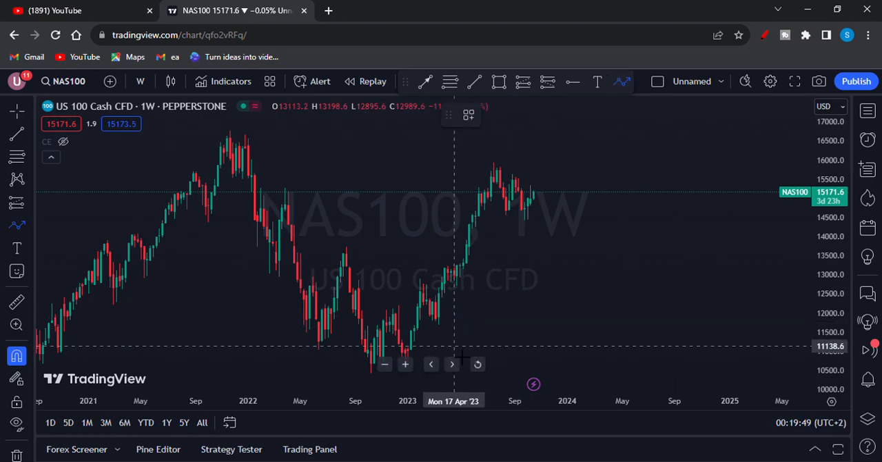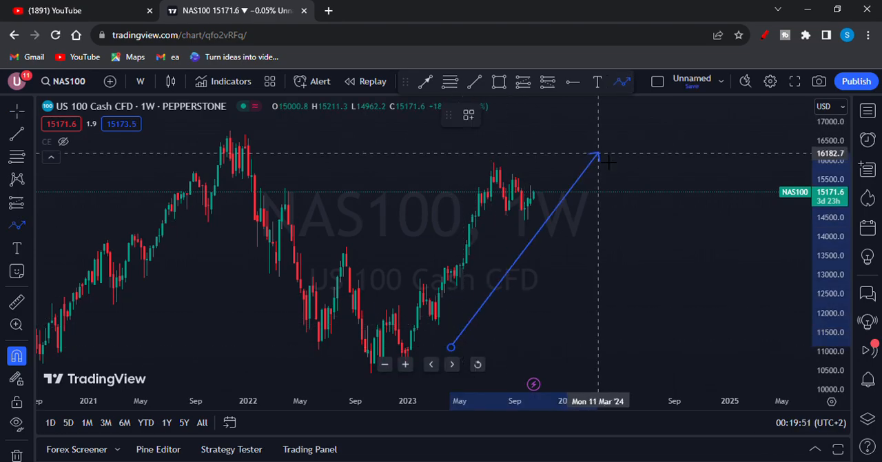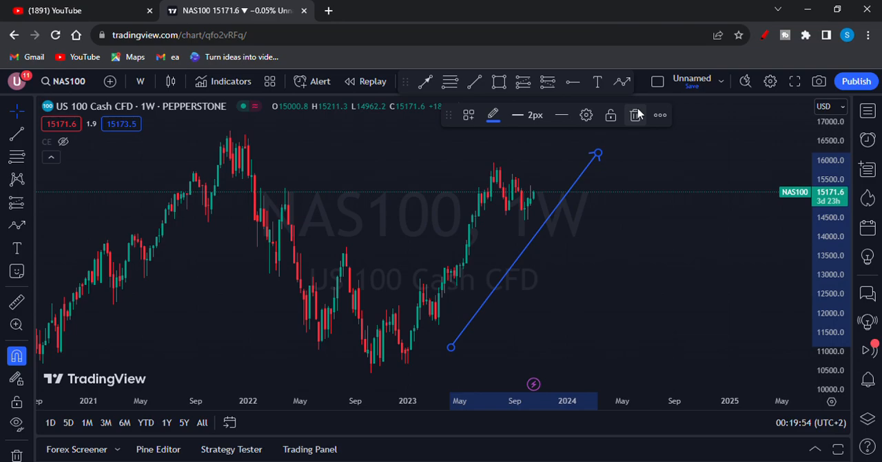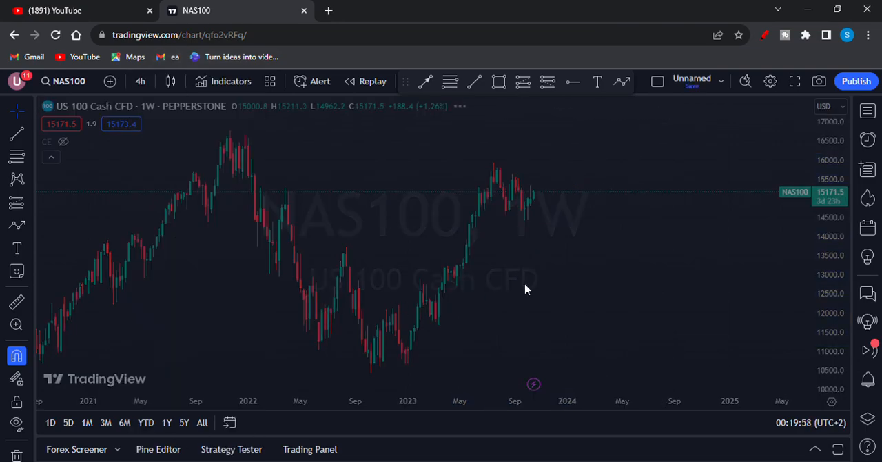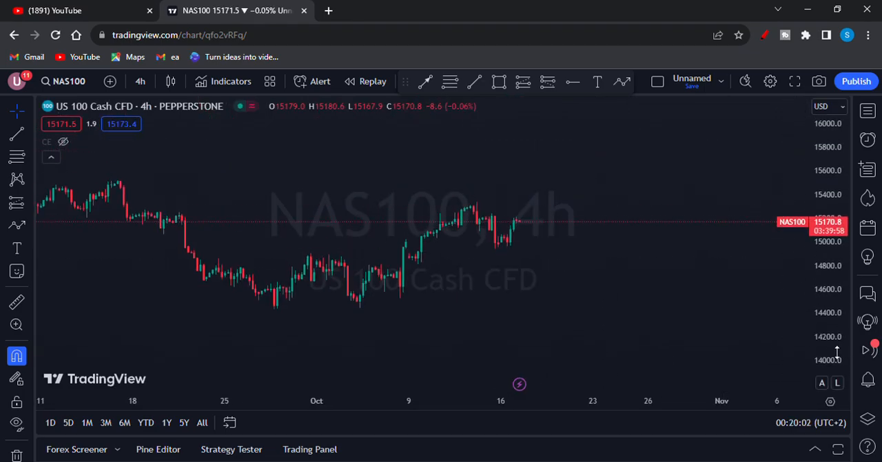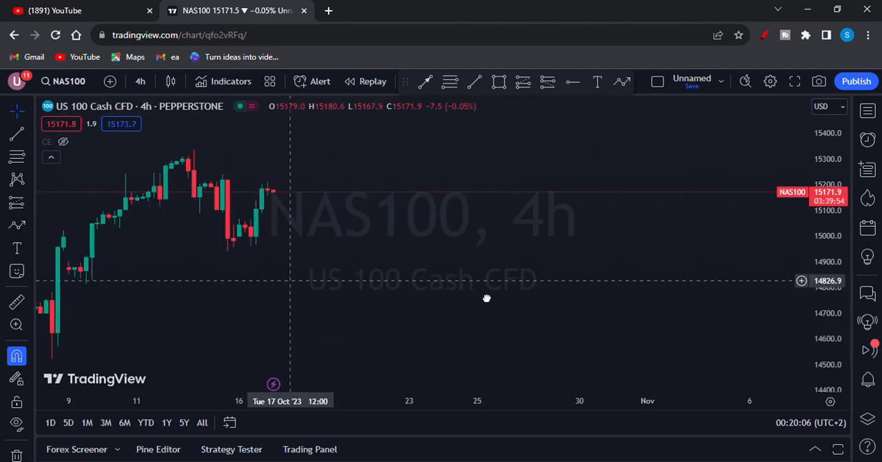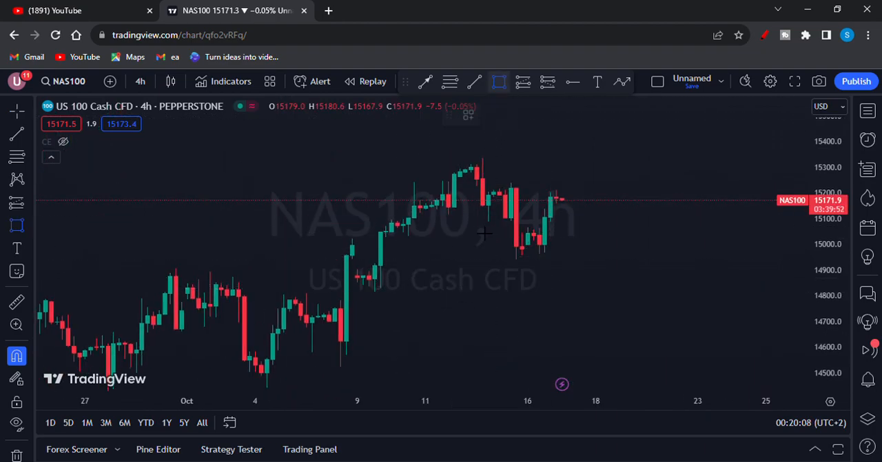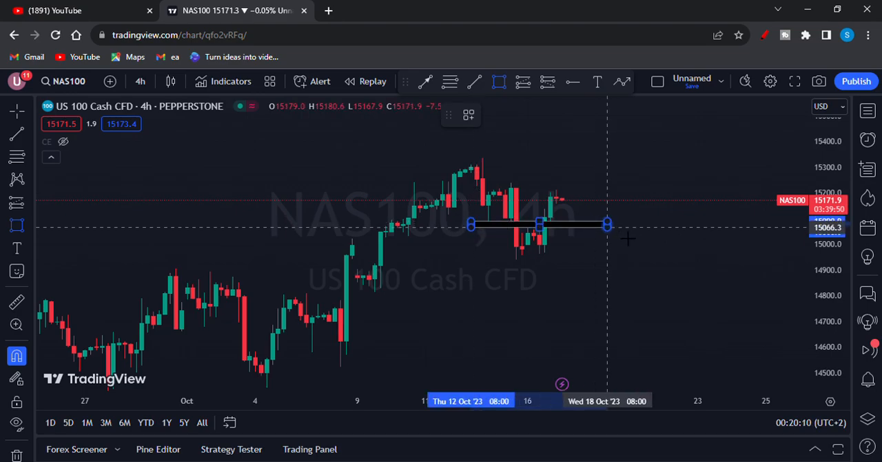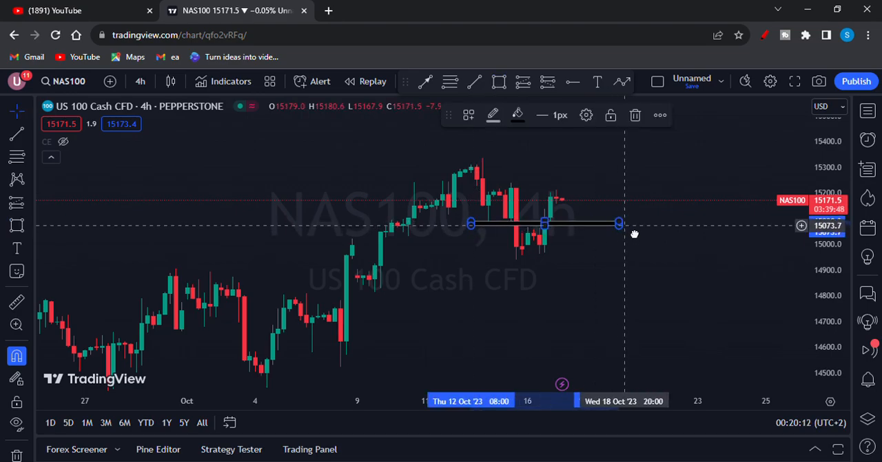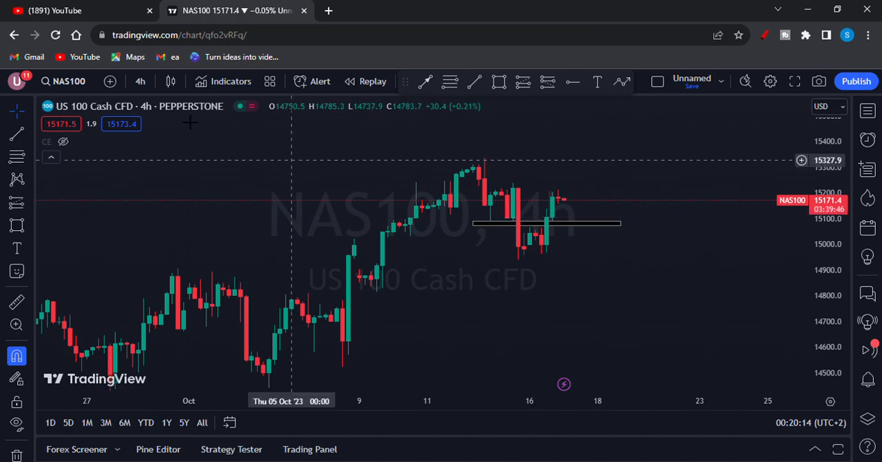So let's analyze NASDAQ. On weekly we are on an uptrend, and then let's go to our 4-hour. On a 4-hour we have this zone right there. So let's go to hourly.